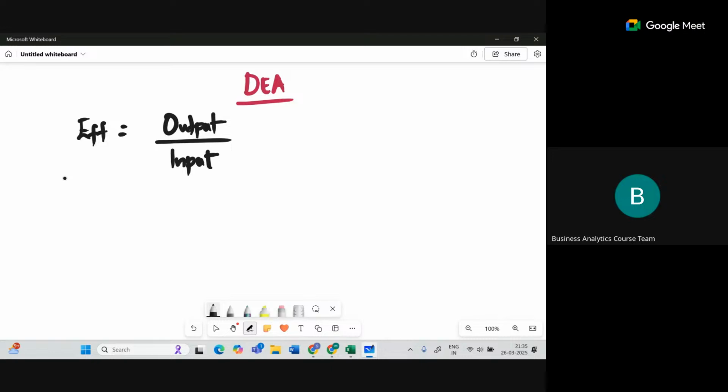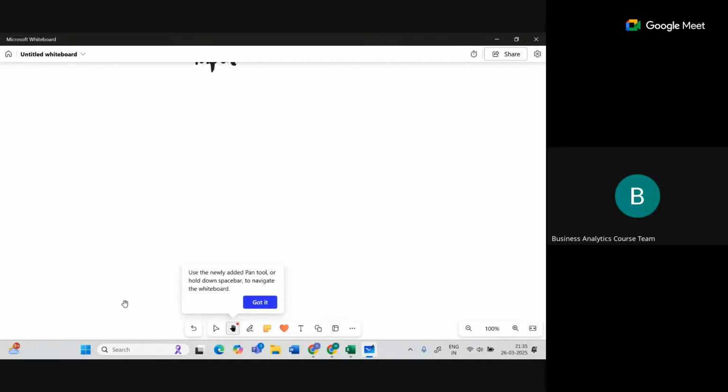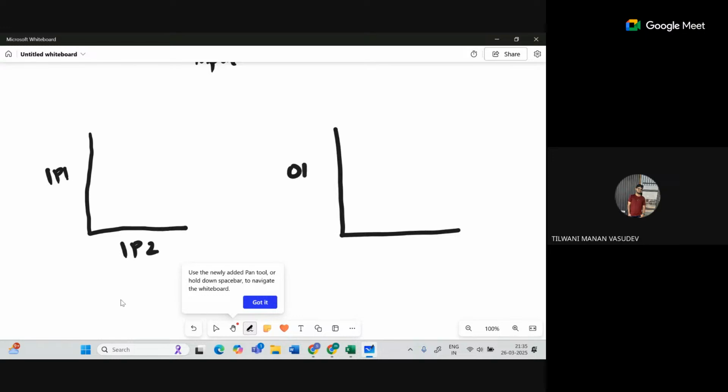So what does DEA do? It is trying to maximize the efficiency, which is nothing but the ratio of output to input. If you go to the theoretical part, there is something called productive efficiency. What is productive efficiency? It focuses on maximizing output under given constraints. Throughout the lecture, we have taken two examples. One is 2 inputs and 1 output, IP1, IP2, and the other example is 2 outputs and 1 input.